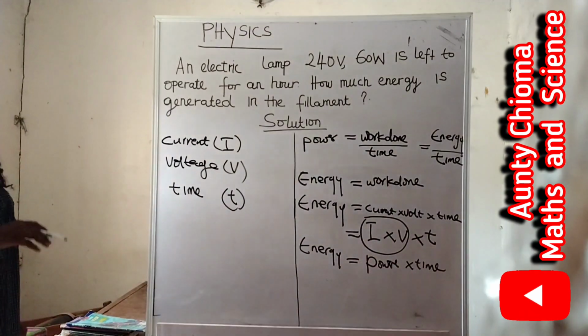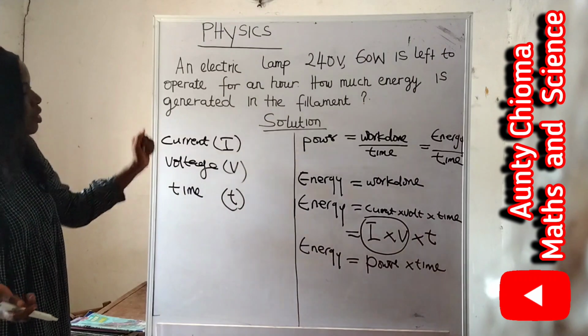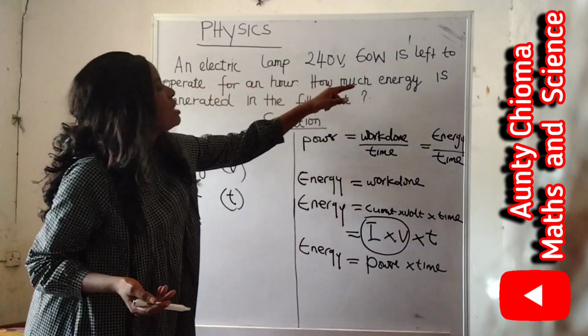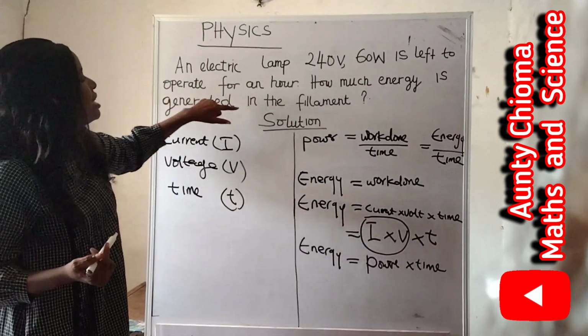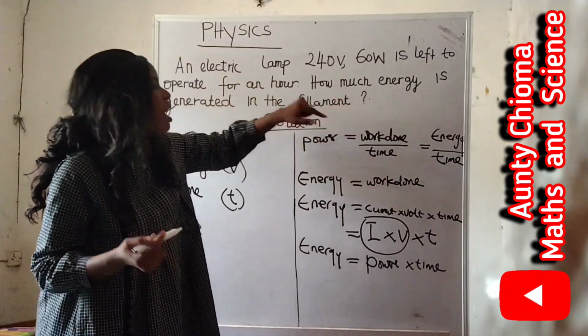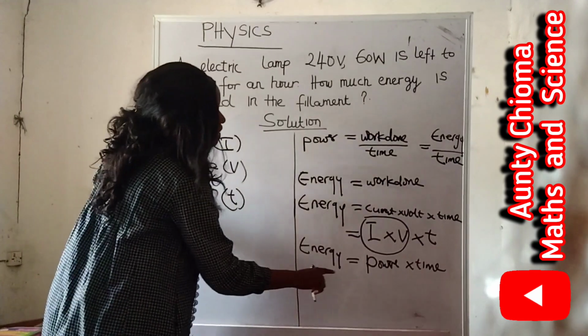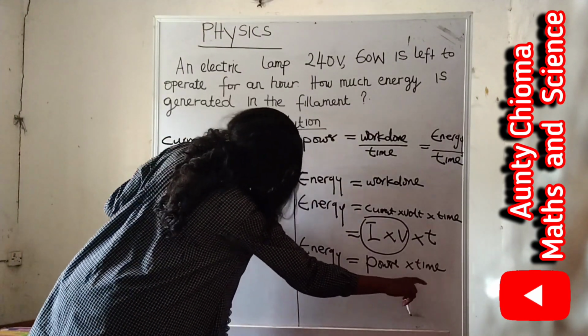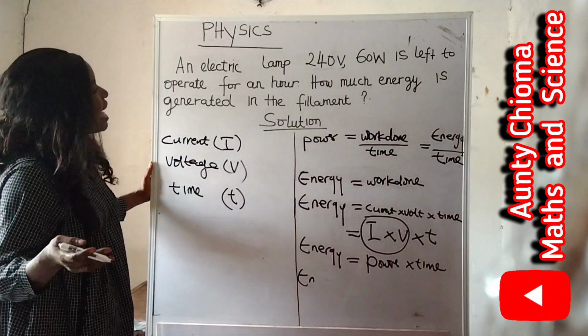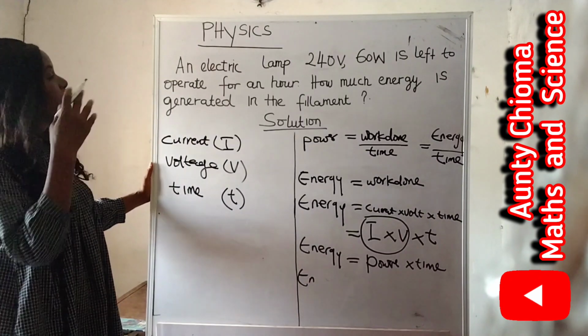I stop here for the moment. Now let's go back to the question. The question asks us, how much energy is generated in the filament? And we have known that energy is equal to power times time. Now let us check the data given to us to solve the problem.